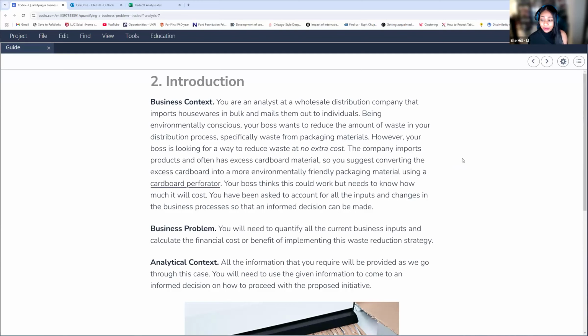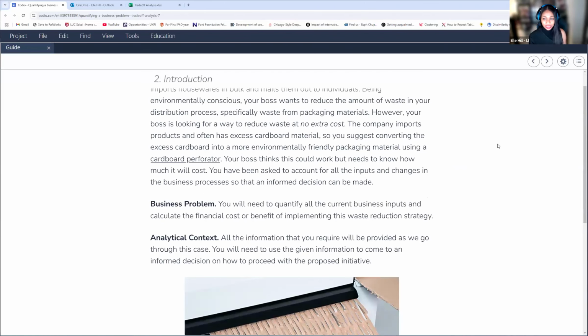You have been asked to account for all the inputs and charges in the business process so that an informed decision can be made. So we need to utilize all of these things. We need to take into account all the costs, the cost of the machine, the cost of the extra labor, and consider if we're increasing or reducing any costs to see overall how much this is going to cost us, or will this save us money in the end?